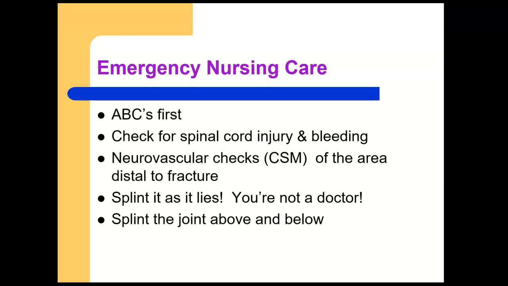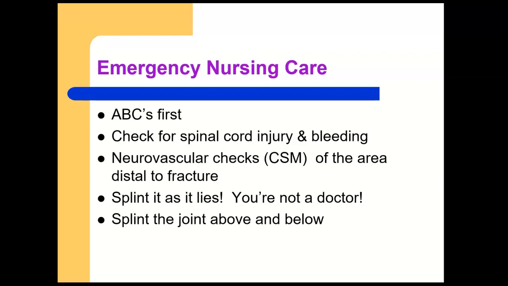Splint it as it lies. You are not the doctor. So until we get x-rays and know what type of fracture that we're dealing with, if you try to realign that out there at the site of the injury, you can actually end up causing more nerve damage. You might end up, because of the fracture, causing more bleeding. So splint it as it is until we get to a hospital setting, can get x-rays and know what we're dealing with. Immobilize it by splinting it above and below that joint.